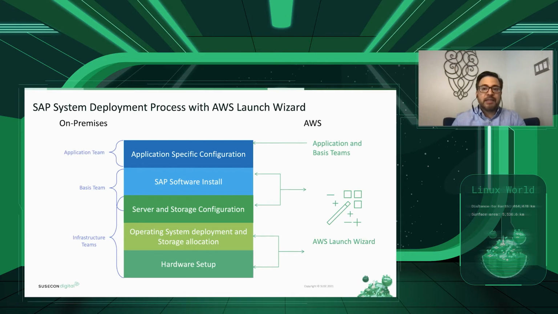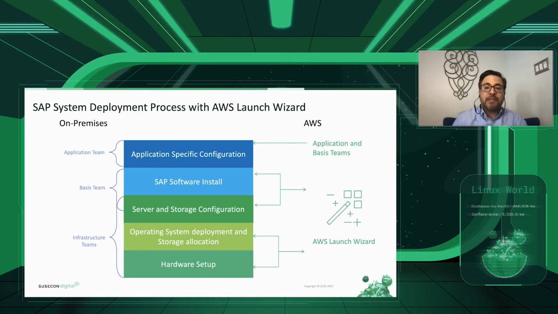So let's take a look at the SAP system deployment process using AWS Launch Wizard. From the bottom to the top, AWS Launch Wizard will use the AWS provided hardware and services, which include compute, networking, and security. It will allow you to select the operating system and the amount of storage you need, and then install that operating system and configure that storage.